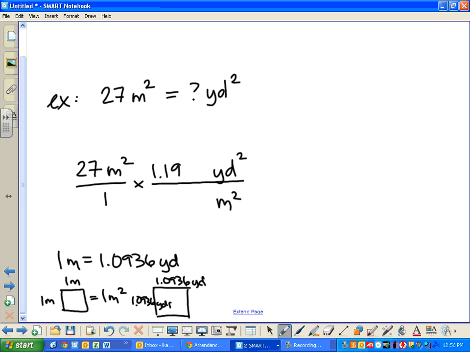1.1960. I kept the same number of significant digits. And that equals 1 meter squared. So meters squared will divide out. I have to look at both numbers for significant digits. This is 2. This is 5, so my answer will have 2. My calculator tells me the answer is 32.29, and so on. I can only say 32 yards squared.